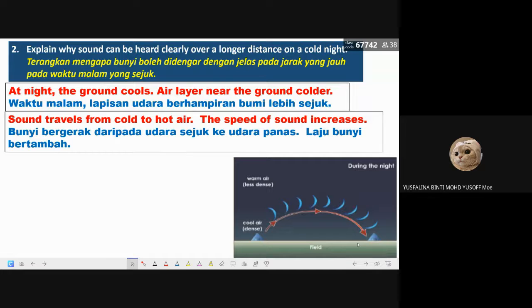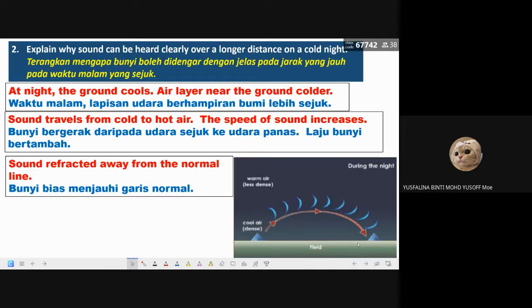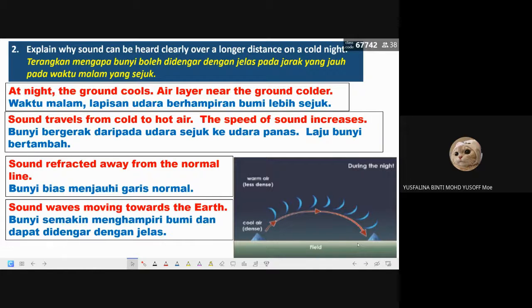At night, the ground cools, so the air layer near the ground is colder. So the sound travels from cold to hot air, meaning from dense to less dense. So the sound will be refracted away from the normal, and it will move towards the earth. So that's why you can hear it clearly. This is because of the density.